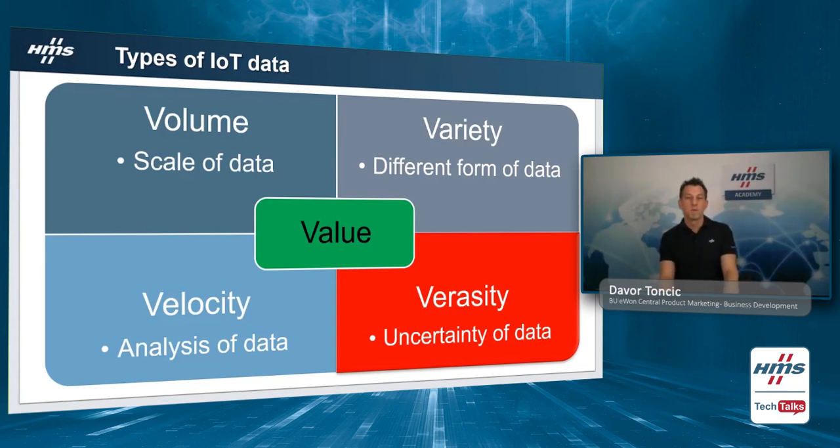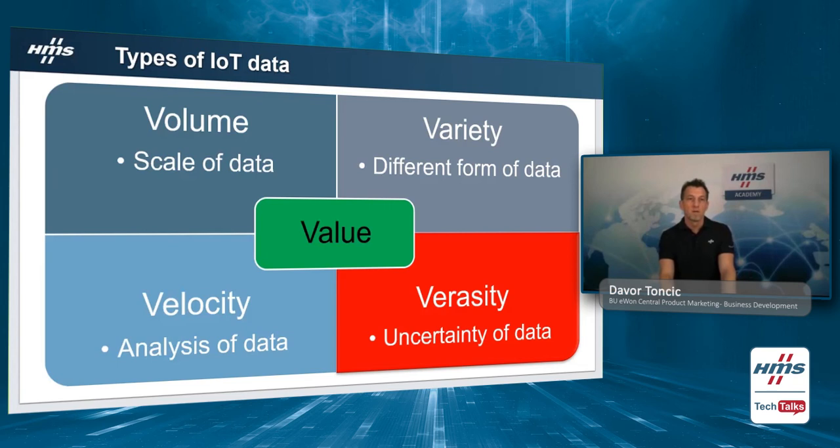And we also have the veracity of data. So this means that sometimes sensors that are installed in the field send out some data which is not correct, or ambiguous data which needs to be managed in some way. And so here the IoT platform needs to have some sort of signal validation system in place.